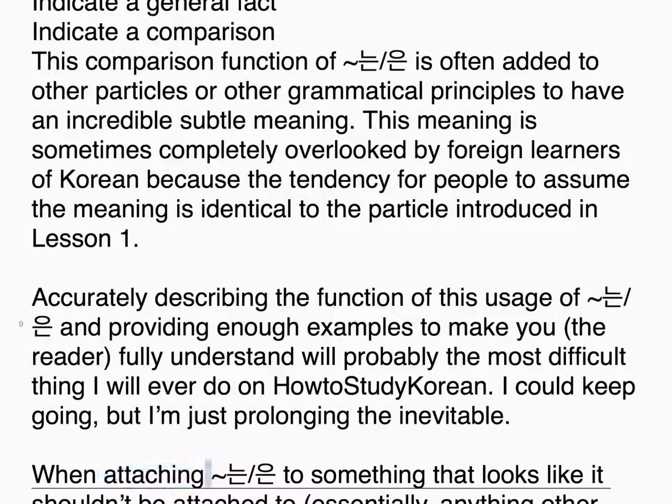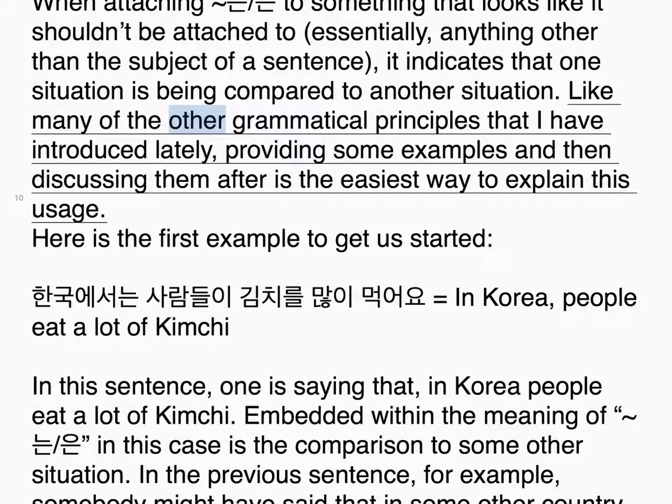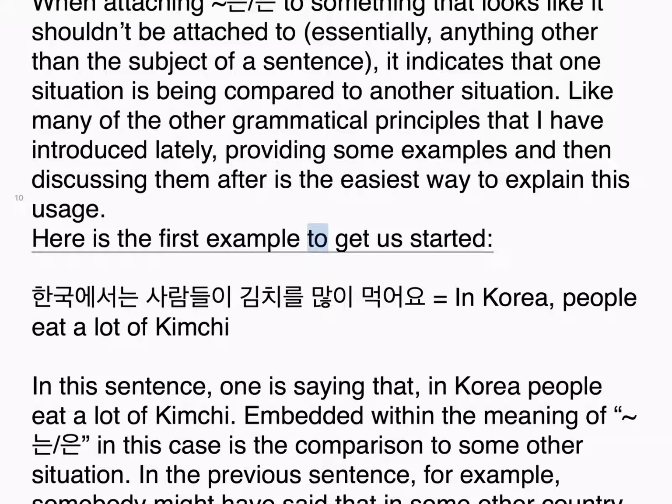When attaching 는 to something that looks like it shouldn't be attached to anything other than the subject of a sentence, it indicates that one situation is being compared to another situation. Like many of the other grammatical principles that I have introduced lately, providing some examples and then discussing them after is the easiest way to explain this usage. Here is the first example to get us started. 한국에서는 사람들이 김치를 많이 먹어요. In Korea, people eat a lot of kimchi.